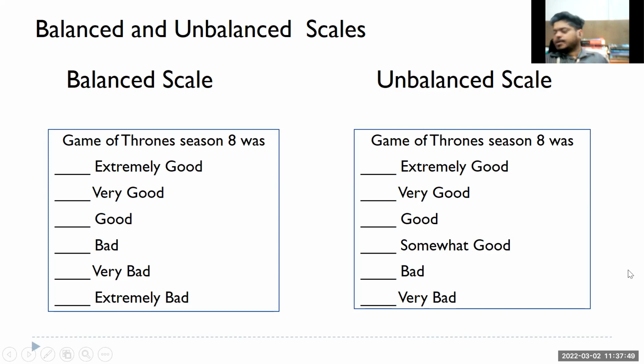But in the second part, Game of Thrones season 8 was extremely good, very good, good, somewhat good. So I have 4 choices for good and 2 choices for bad. So uneven choices, unbalanced scale, because I have more choices for good. So I'm actually forcing. How is the government doing? Excellent, very good, good, more than average, then poor. Out of 5, I have given you 4 choices for good, so that will become an unbalanced scale. A balanced scale is when I have equal positive and negative amounts of information and I ask you to choose, right? So that is how you create a balanced scale.